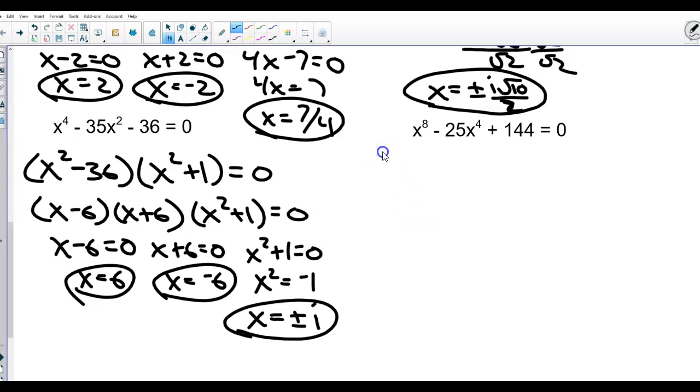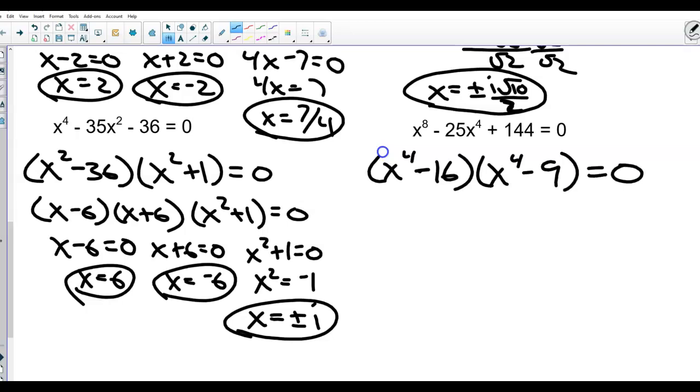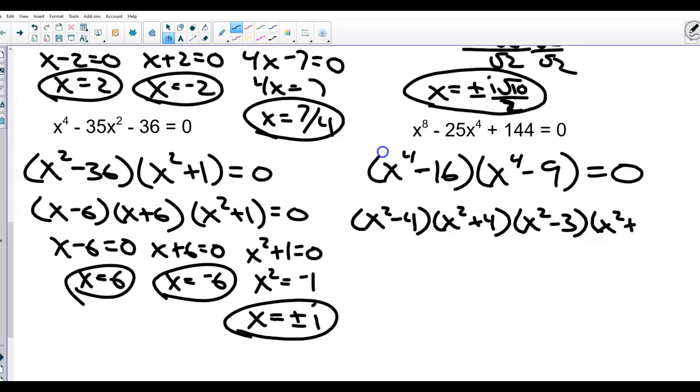Okay. This becomes x to the fourth minus 16, x to the fourth minus 9. Now what we need to recognize there is those are two differences of two squares. This becomes x squared minus 4, x squared plus 4. x squared minus 3, x squared plus 3. And I have one more difference of two squares. x minus 2, x plus 2.